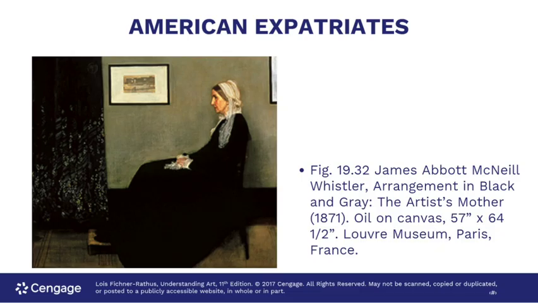So in the same year that Monet painted that Impression, Sunrise painting that kind of launched Impressionism, this American artist, James Abbott McNeill Whistler, painted this painting. And it's often just referred to as Whistler's mother. But the title is actually called Arrangement in Black and Gray, The Artist's Mother.